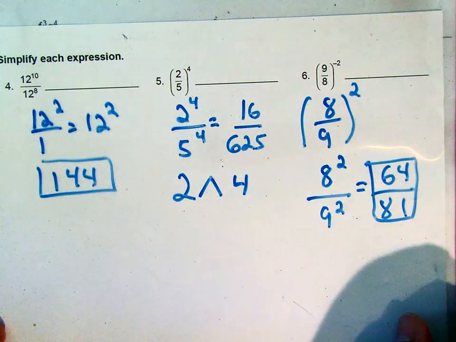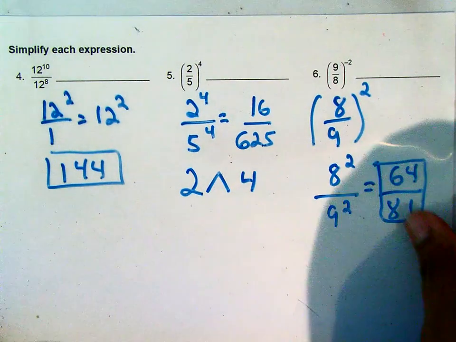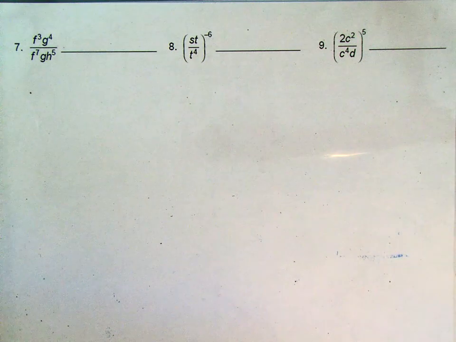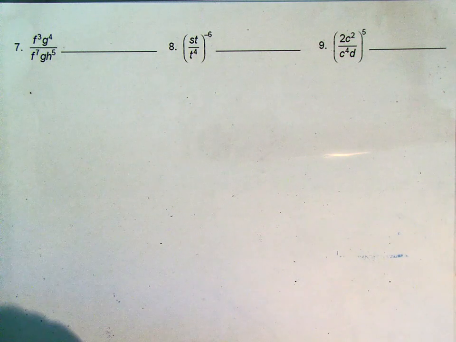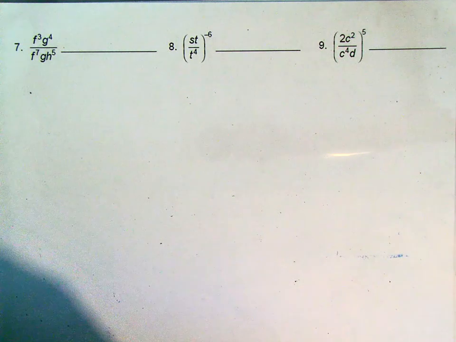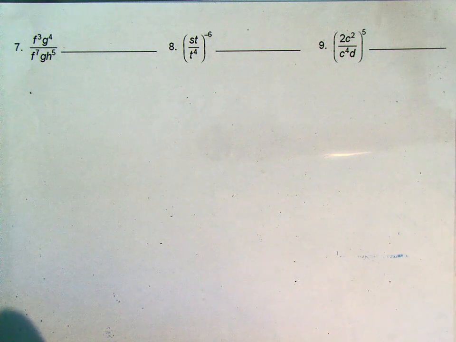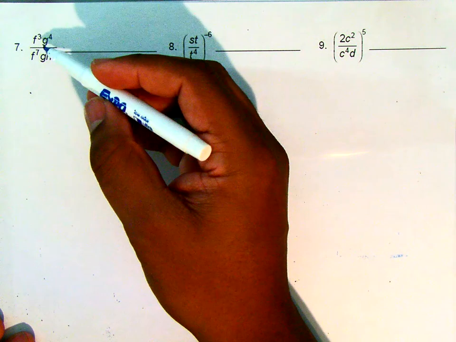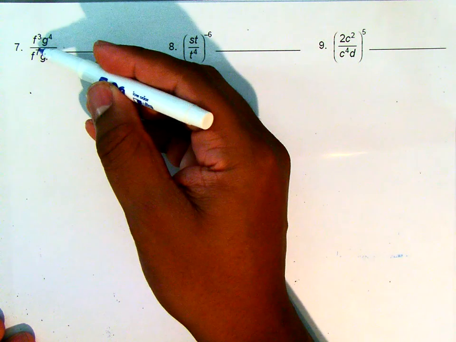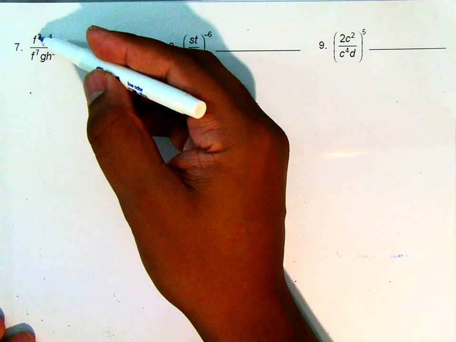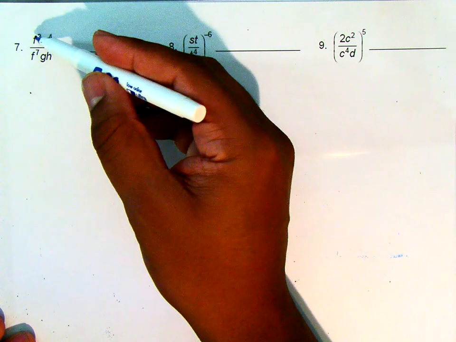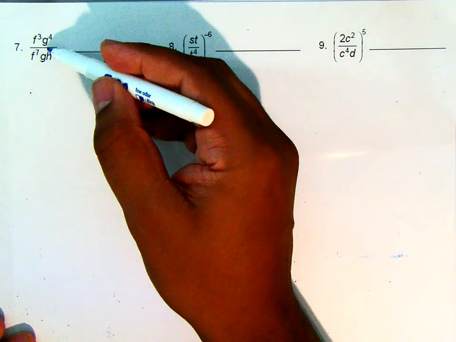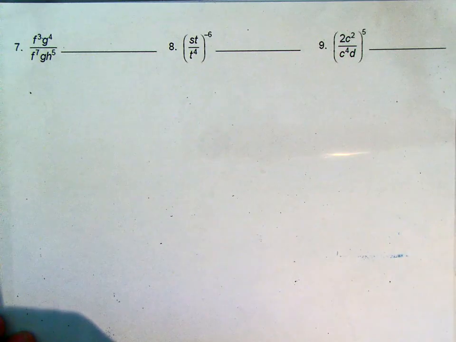All right, let's take a look at some more examples. Okay, here we've got some variables, but all the properties that we've been using remain the same. Now what I'm going to do is remember that when you get ready to do subtraction for your quotient, it has to have the same base. So this f to the third and f to the seventh go together, and the g to the fourth and g to the understood 1 go together.